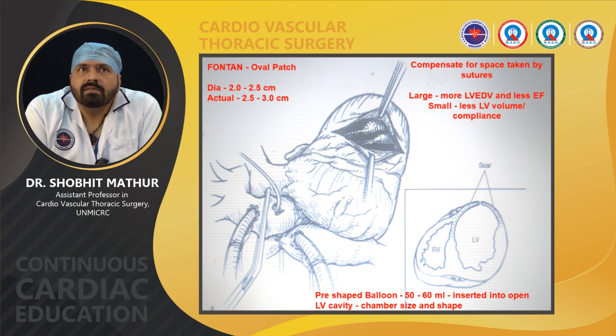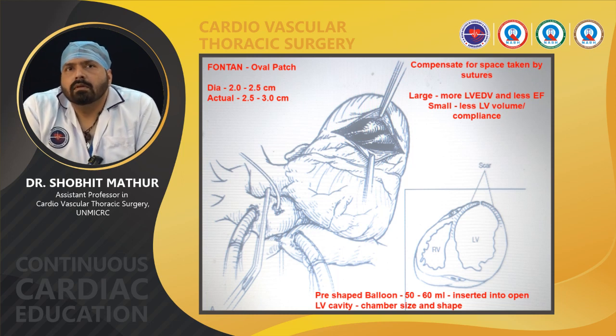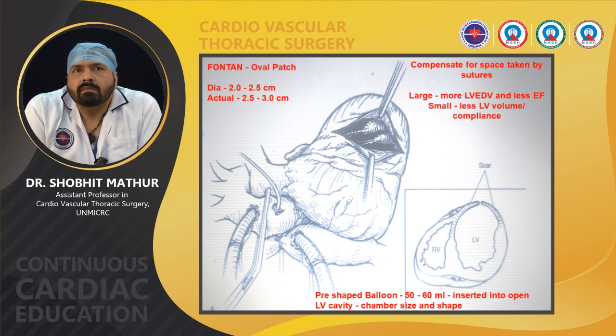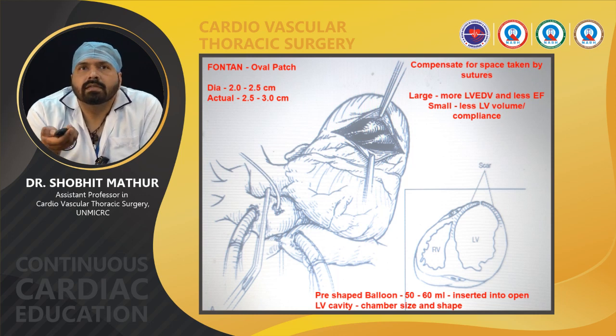This half a centimeter is given to compensate for the space taken by the sutures. If we use a larger patch, then we'll have more end-diastolic volume in the LV and less ejection fraction. If we use a smaller patch, then less LV volume will be there and less compliance will be there. So the patch has to be sized appropriately. A better approach, in addition to sizing the patch, is that a pre-shaped balloon, 50 to 60 ml size, filled up, can be inserted into the open LV cavity for chamber sizing and shape.